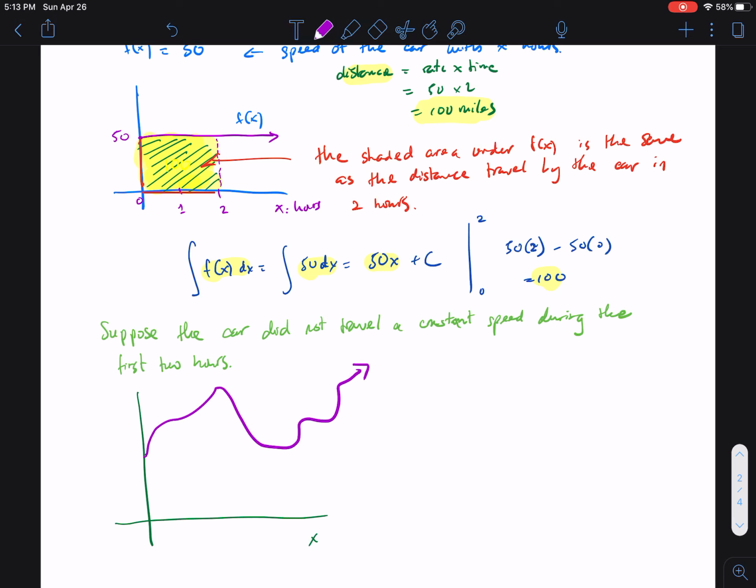So suppose this is f of x now, that's the speed of the car, which is a little more realistic because in real life we don't have constant speed for the whole duration. Maybe if you're on the freeway, but even on the freeway there are parts where you speed up and slow down. Imagine this graph represents the speed of the car you're driving on your trip, going to Tahoe, Vegas, whatever.